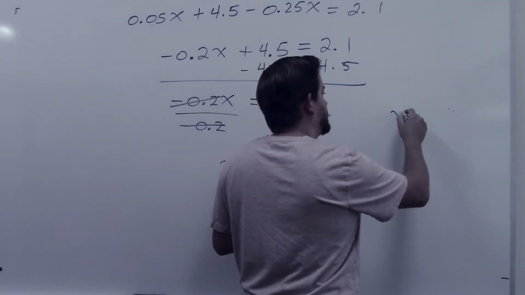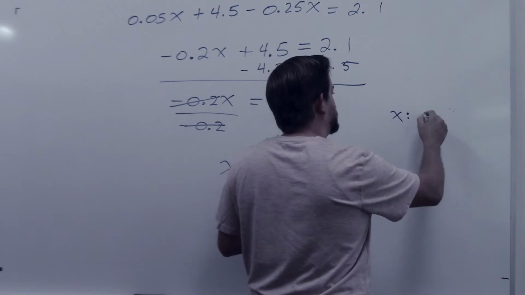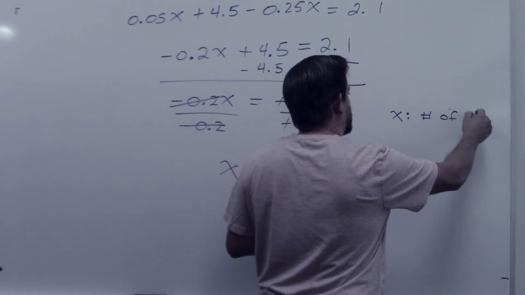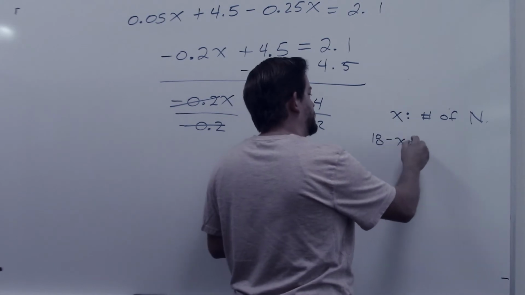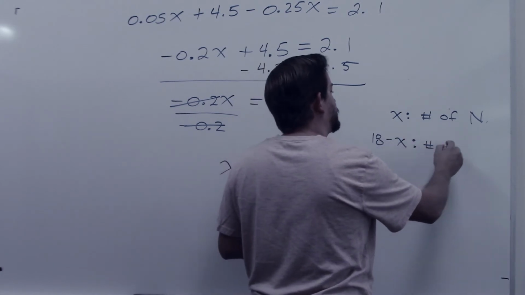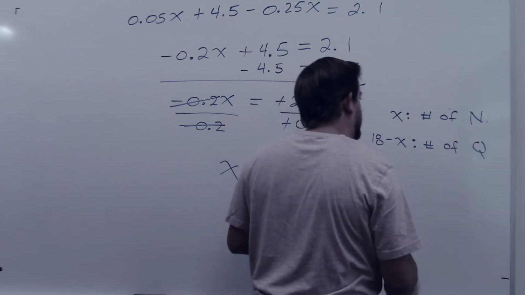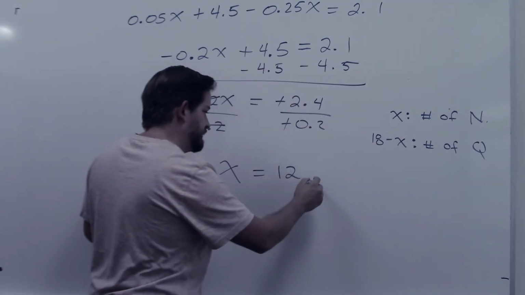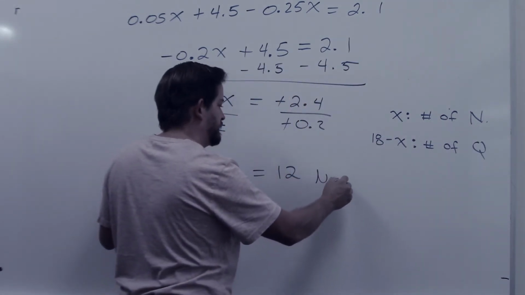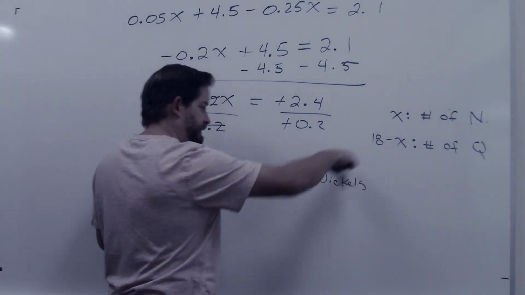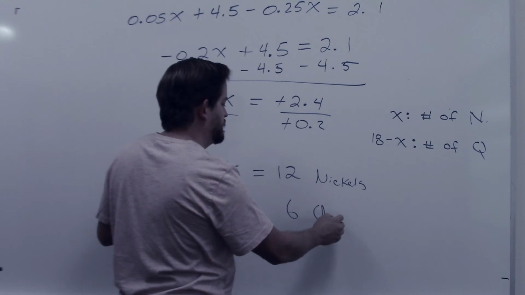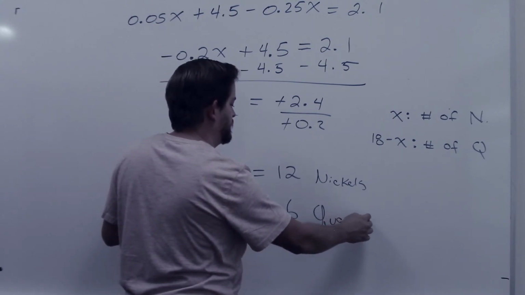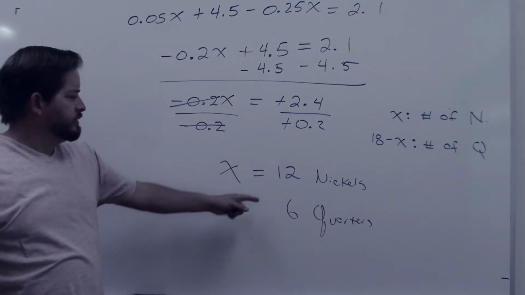Recall that we said x is the number of nickels, and 18 minus x is the number of quarters, and we were asked to find both, right? So x, there's 12 nickels. 18 minus 12 is 6, and therefore there are 6 quarters. Right?